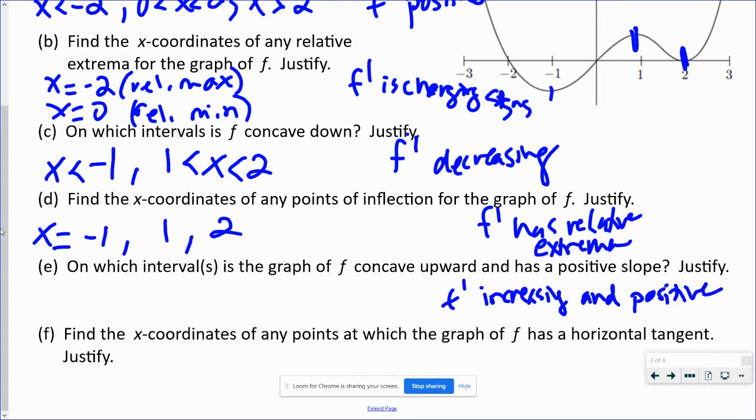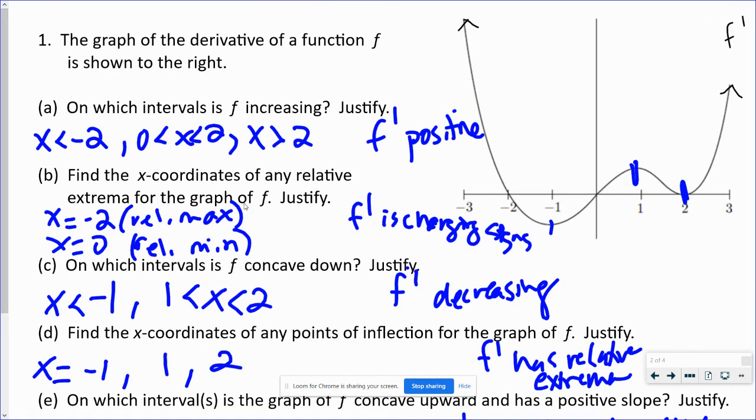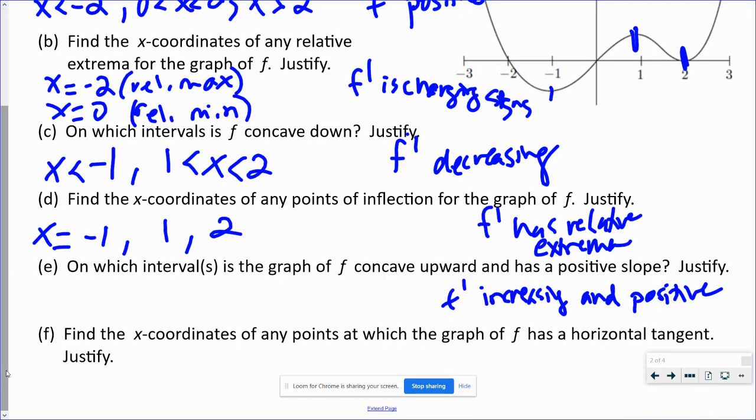Okay, let's go back up and take a look. Where is f prime increasing and positive? Okay, that happens between 0 and 1, we're increasing and positive, and from 2 onward. So we would say between 0 and 1, and when x is greater than 2, because that's where f prime is increasing and positive.